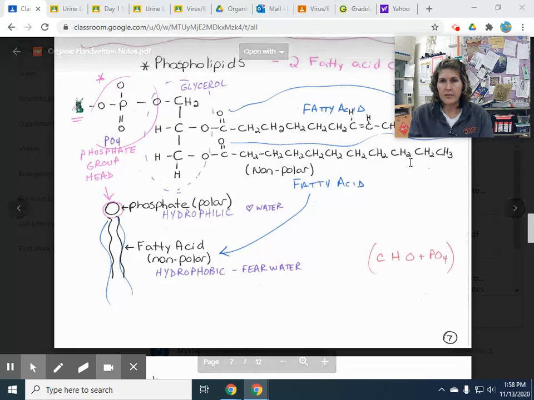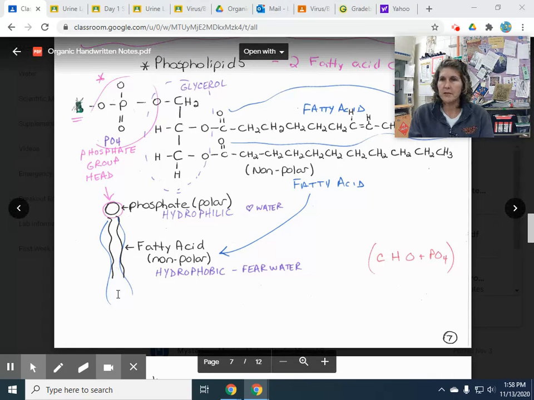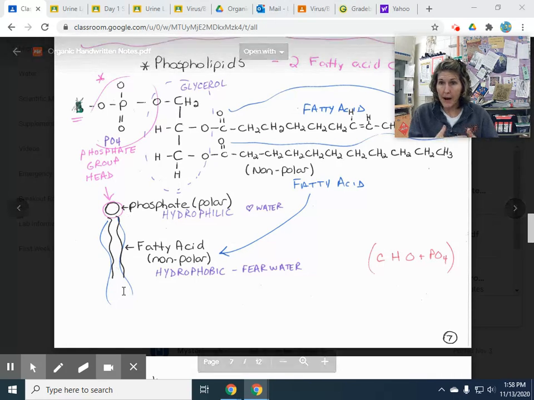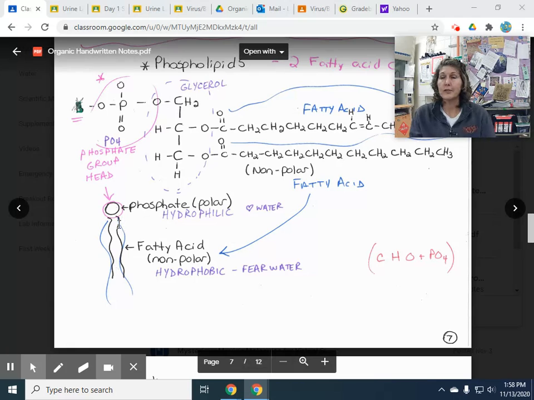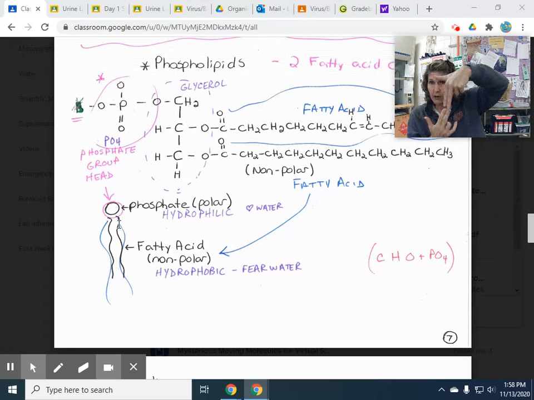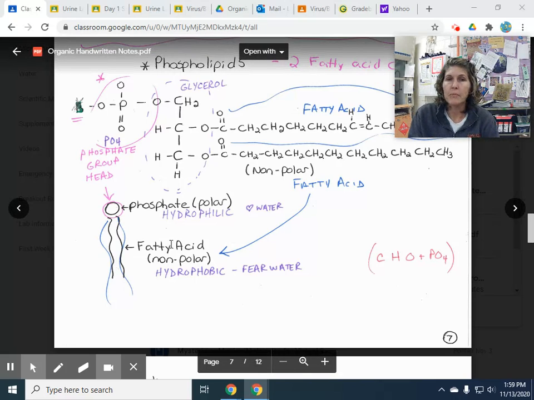My fatty acid tails that you see here are these two little squiggly tails at the end. They are connected by that glycerol molecule, dehydration synthesis. This is your phospholipid. So when two of them come together tail to tail, you are creating that phospholipid bilayer that makes up the cell membrane.